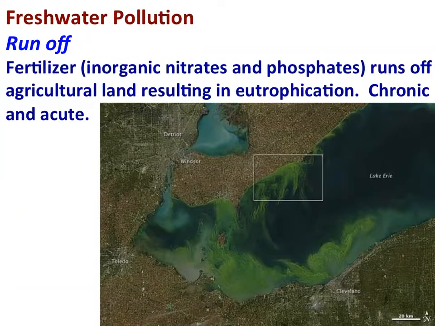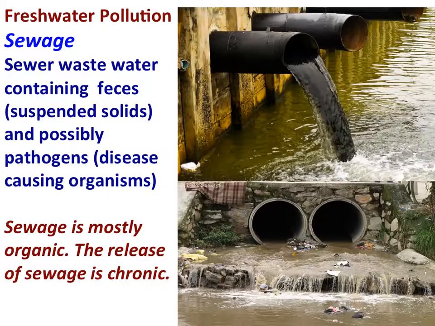A source of freshwater pollution is runoff. Fertilizers, including inorganic nitrates and phosphates, run off agricultural land, resulting in eutrophication. Runoff from agricultural land can be chronic, in other words, an ongoing problem, or it could be acute during a rainstorm or snowmelt. A source of freshwater pollution is sewage. Sewer wastewater containing feces, suspended solids, and possibly pathogens, disease-causing organisms, is mostly organic. The release of sewage tends to be chronic, as the sewage is released to rivers daily, 365 days of the year.